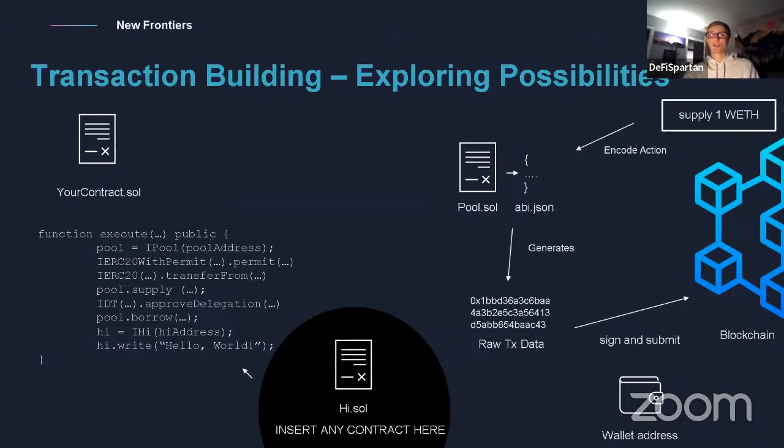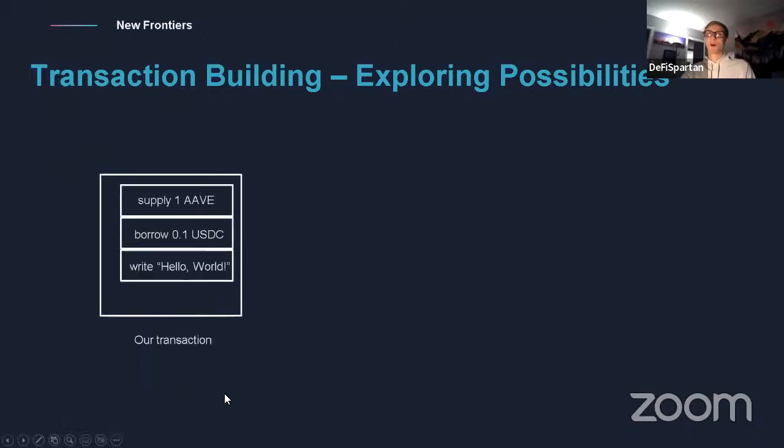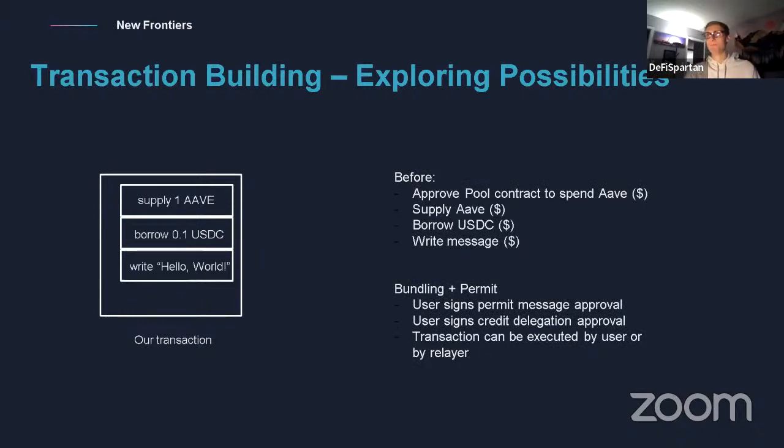So how would this transaction look if you actually wanted to submit this to the blockchain? Essentially, you'd be bundling all three of these actions into a single message, combining all three of these contract calls into one piece of data for the user to sign. And if you were to do this the old way, without creating a new contract, there would be so many different steps. You would have to approve the pool contract to spend your Aave tokens, supply the Aave, borrow USDC, and then call this write message function. 4 separate interactions where your user has to pay.